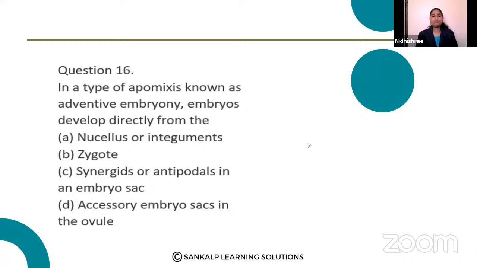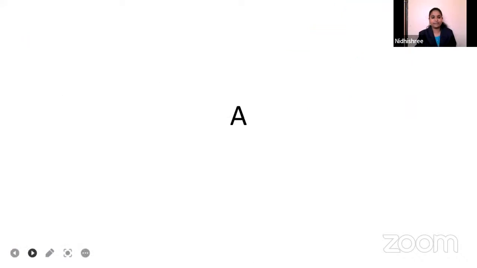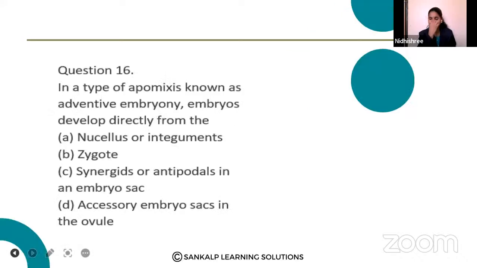Adventive means not false; it means other than the reproductive part, the vegetative part is involved. They asked from which part adventive embryony happens. Most of you answered it correctly. Option A, nucellus and integuments, is the right answer.